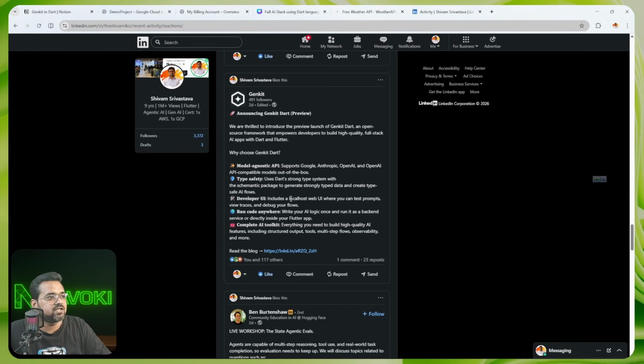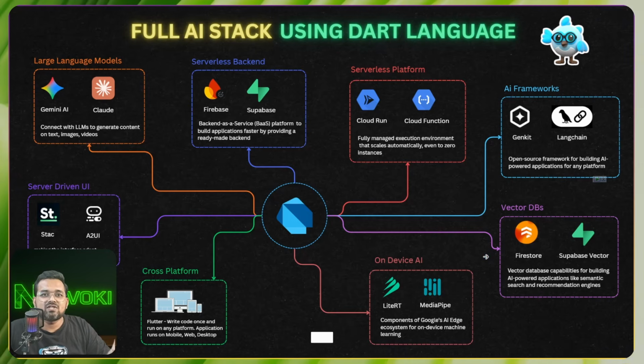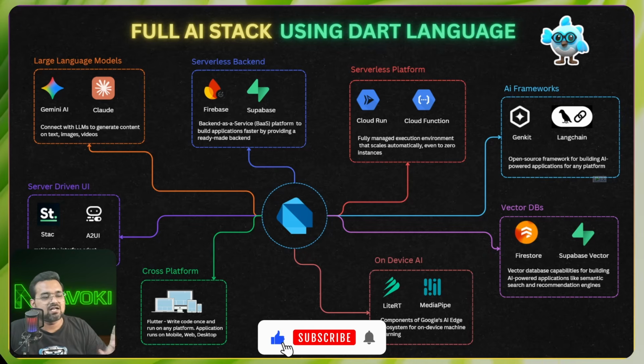Developer UI. It gives a localhost web UI to test our agent on a local system before pushing to production. In this video, I am going to show you how to do this. Run code anywhere. That means once you create an agent using Genkit, you can deploy it on any server of your choice. The Dart language has come so far in the last few years.